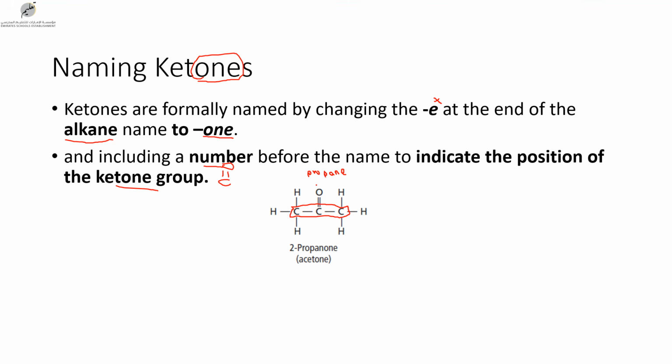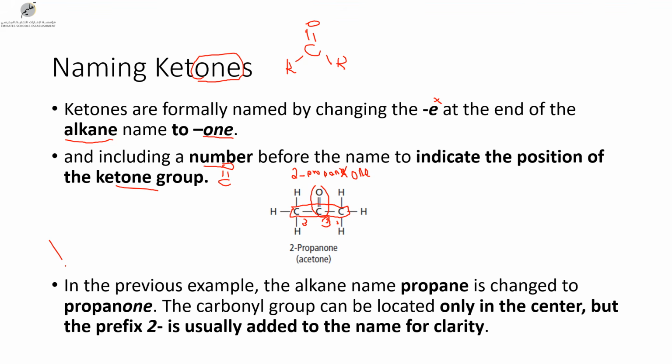An alkane, right? But we have a carbonyl group, and here a carbon and here a carbon, so it's a ketone because it has this formula, right? R and R. So we will remove the E and put one. Did we finish? No. What's the location of the carbonyl group? 1, 2, 3. So it's number 2. So we should say 2-propanone, or acetone. Okay?